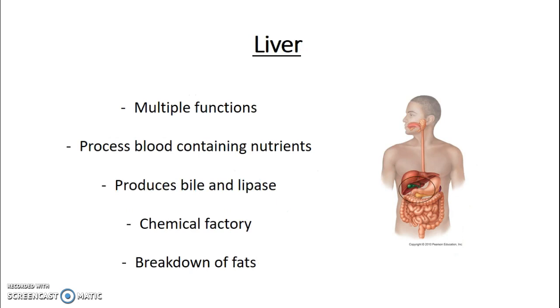Before the next stage, the chyme travels on. The liver plays a very important role in the production of chemicals. It's known as the chemical factory. It has multiple important functions in the process. One function is processing the blood-contained nutrients. This is important in transmitting nutrient-filled blood around the body. Its most important role is producing bile and lipase. These chemicals are important in breaking down fats in the food. This happens in the small intestine. Excess bile is stored in the gallbladder, which is attached to the liver.